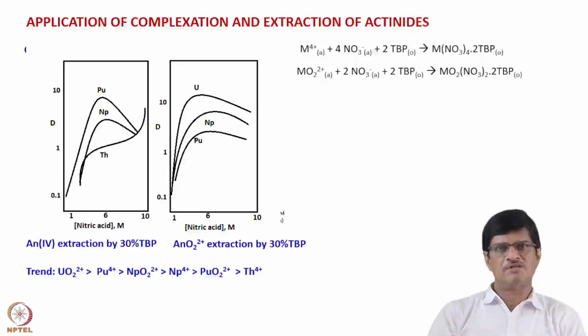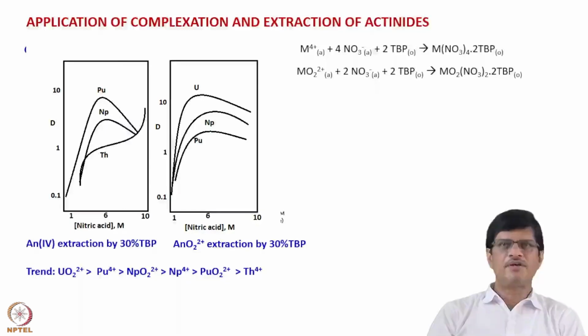Hexavalent means, as I have already mentioned, the ionic species is AnO2 2+, where An stands for the actinide element. That is the uranyl ion, UO2 2+, and like that for neptunium and plutonium. And the profiles I have shown in this slide are the comparative extraction of +4 and +6 actinides by TBP. Now TBP is 30% TBP here, a solution made in aliphatic diluent like kerosene or dodecane.